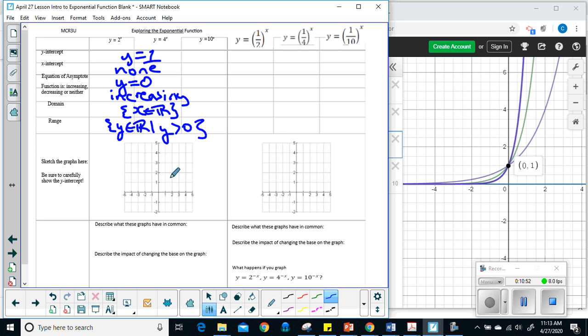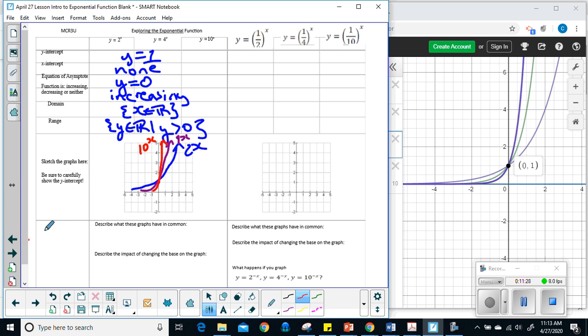When we go to sketch the graphs, they're all going to go through my y-intercept. 2 to the x is going to go like that. This is a very rough graph. When I make my base a little bit bigger, it's going to go higher. And when I make my base even bigger, it's going to go even faster. This is such a tiny graph, my apologies.